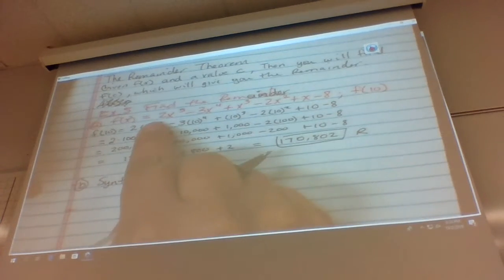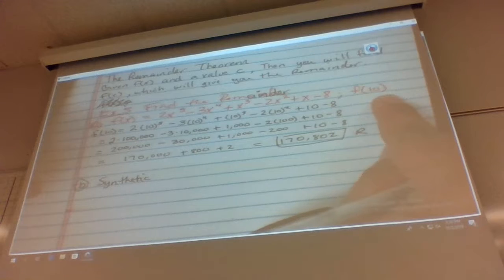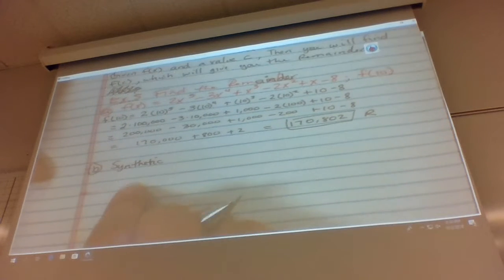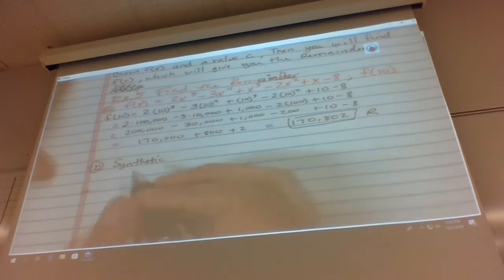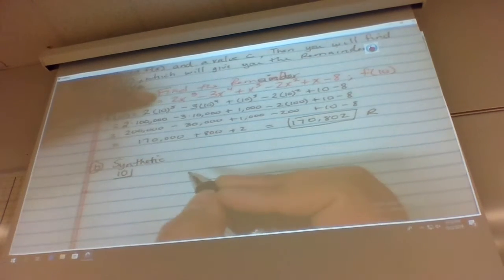Alright, discussion. For synthetic division, what is my number that goes outside? 10. And what are my leading coefficients? 2, -3, 1, -2, 1, and -8.